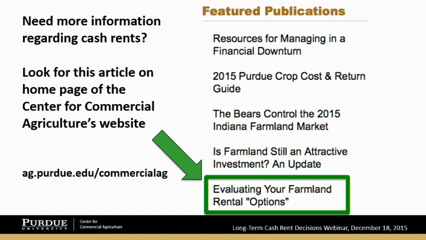If you click on that, that's an article that discusses this cash rent decision-making process, and in particular the cash rent decision-making tool that we've put together along with our colleague at the University of Illinois, Gary Schnitke. Within the article itself, you'll find a link to download the Excel spreadsheet, which we're going to be demonstrating a little bit later in the program. The website address is there on the left side of your screen, ag.purdue.edu, commercial ag, or you can simply type in your favorite search engine, Center for Commercial Agriculture, and we should pop up number 1 in the results.